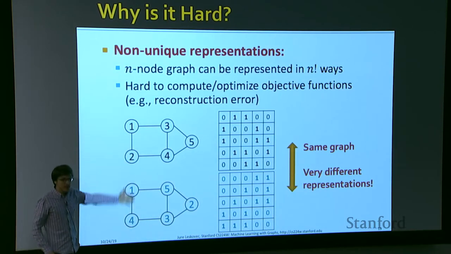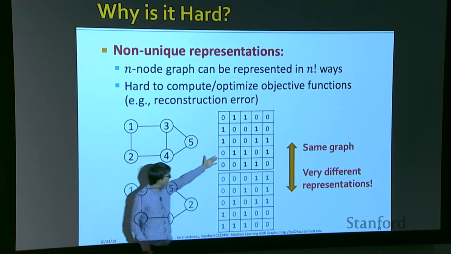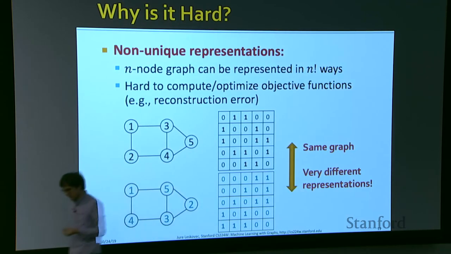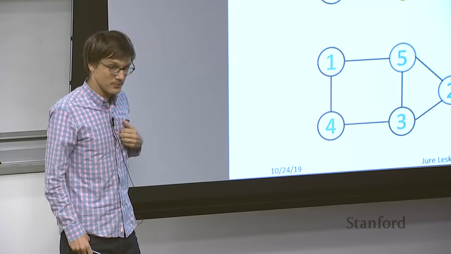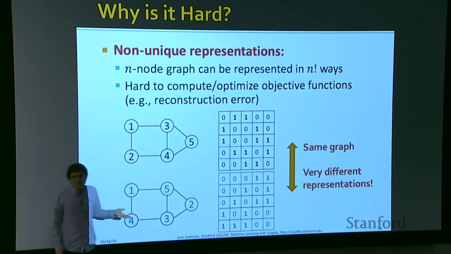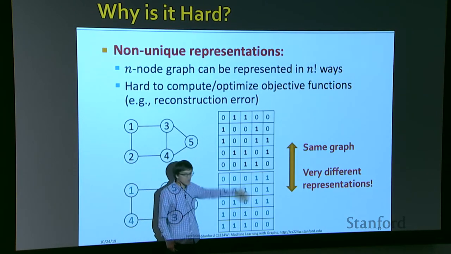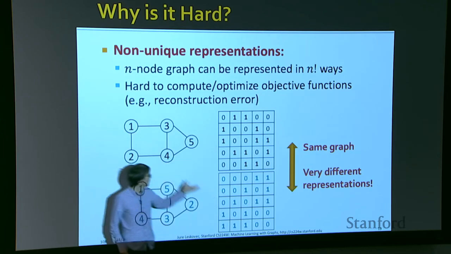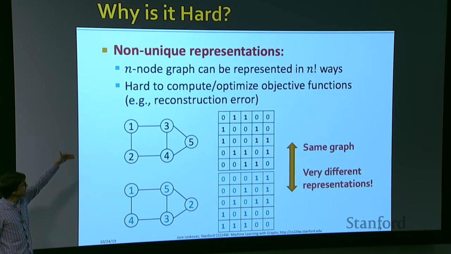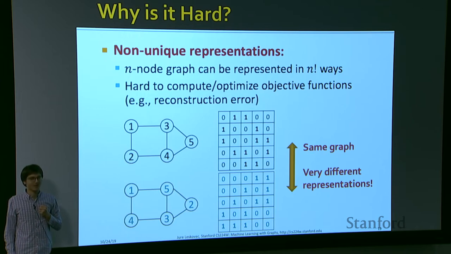The point is that I have the same graph, but I have two wildly different representations of it, two very different adjacency matrices. So it's not clear what I do, because this ordering of the nodes is totally arbitrary. I can number them this way, I can number them some other way. But the output I would get is very different, even though in some sense it should be the same. It's the same graph. So we have this huge problem of non-uniqueness: a graph on n nodes can be represented in n factorial ways, and n factorial is really, really a lot. So this is why this is hard.